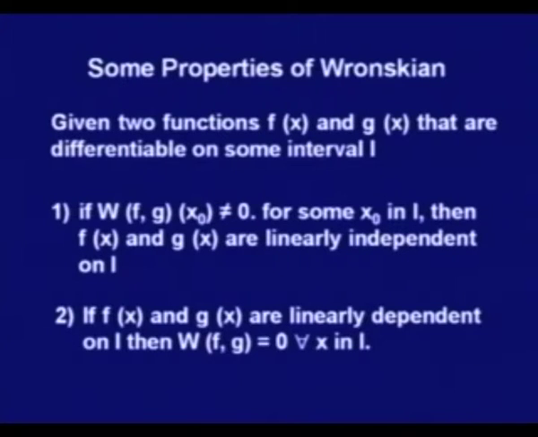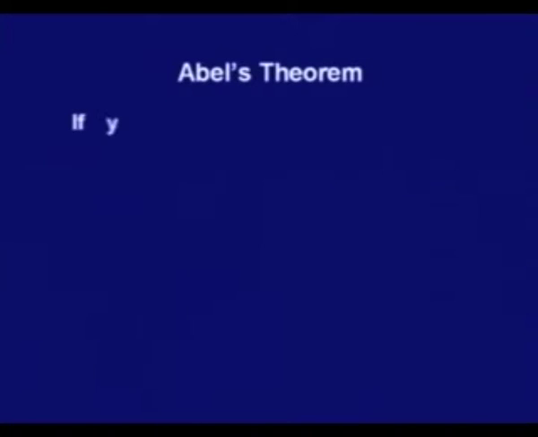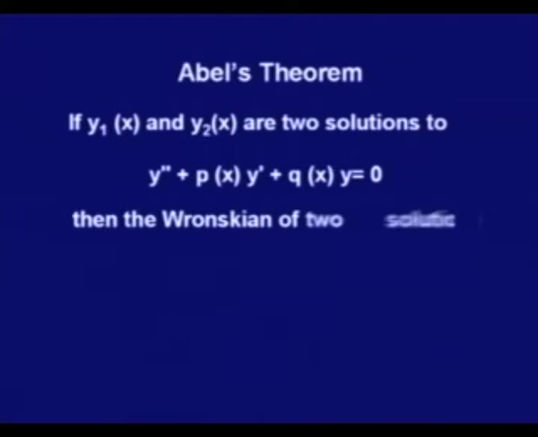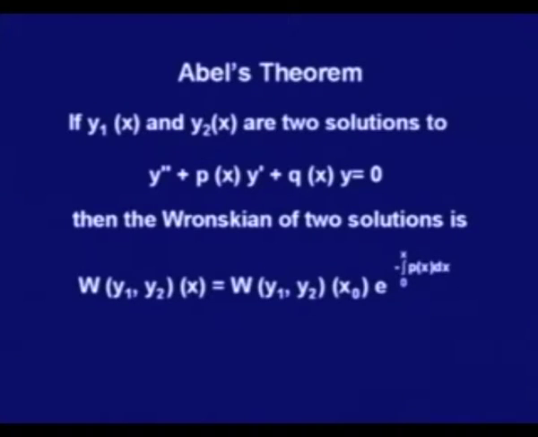Now, one special property which we are using for the differential equation is called Abel's theorem. What is that? If y1 and y2 are two solutions to the differential equation y double dash plus p(x) y dash plus q(x) y is equal to 0, then the Wronskian of the two solutions at some point x is W(y1, y2) at x is equal to W(y1, y2) at x naught times e to the power of minus the integral from x naught to x of p(x) dx. We can show this result also. So, we are going to prove this.